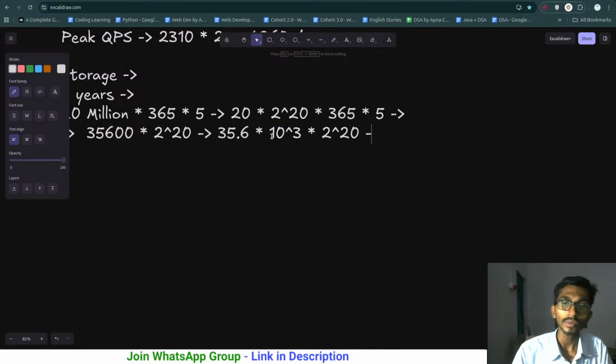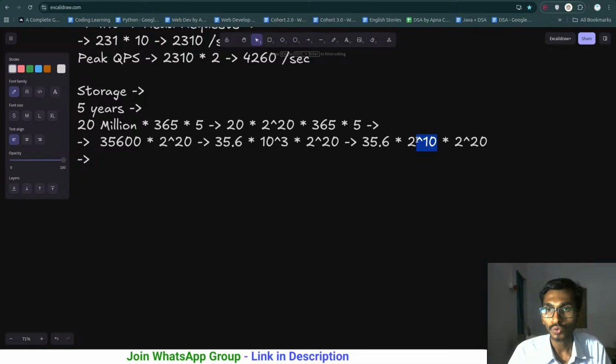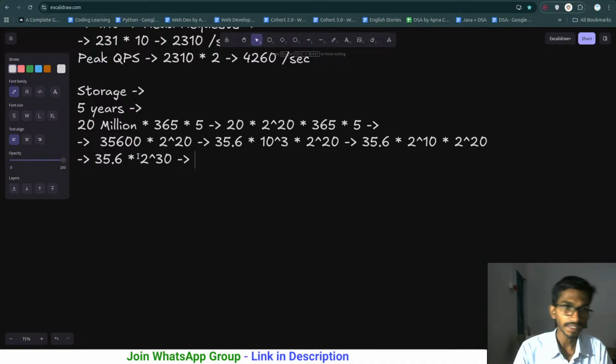So 35.6 multiplied by 10 to the power 3, which means 2 to the power 10, multiplied by 2 to the power 20 we already had here. Calculating further, 2 to the power 10 times 2 to the power 20 is 2 to the power 30. So 35.6 multiplied by 2 to the power 30. 2 to the power 30 means billion. So 35.6 billion.